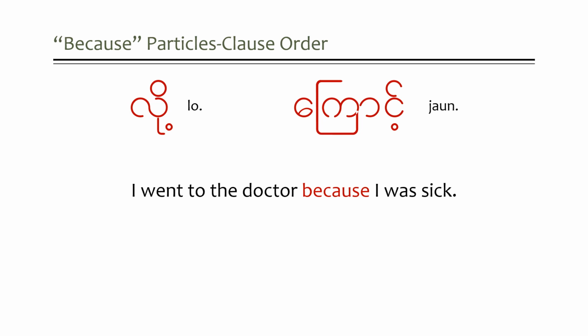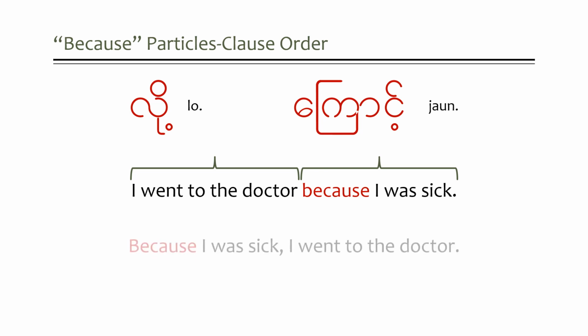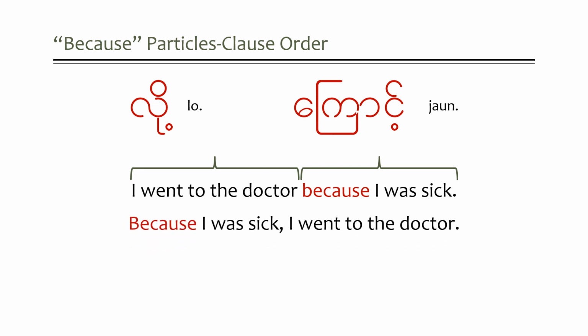So there are two basic parts to that sentence. The first, it's what I did. I went to the doctor. The second, the reason I did it, because I was sick. But in the Myanmar language, the order is reversed. Because I was sick, I went to the doctor. And you could actually say it that way in English, but you probably wouldn't. You're accustomed to putting the because part of a sentence last.